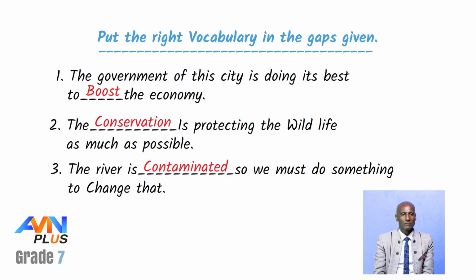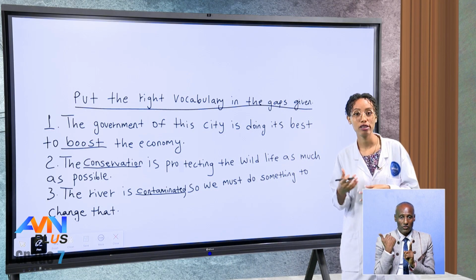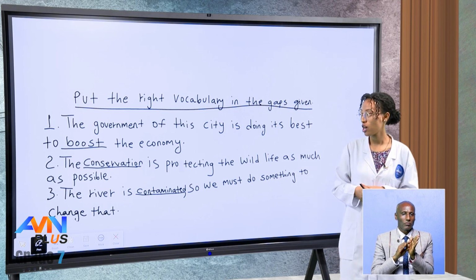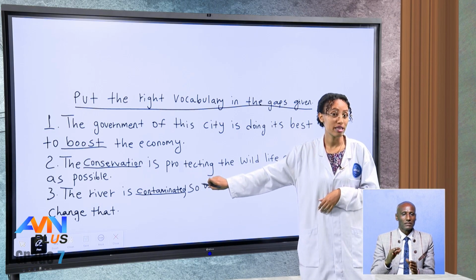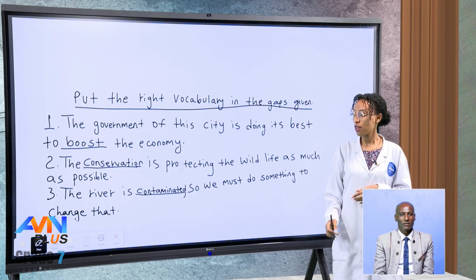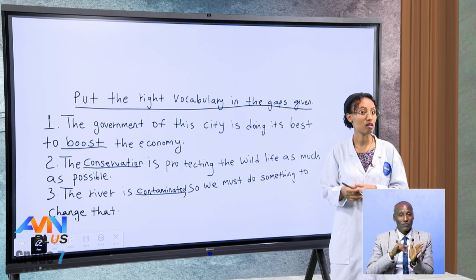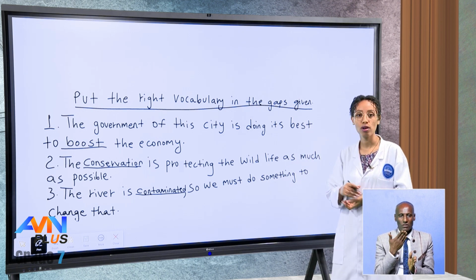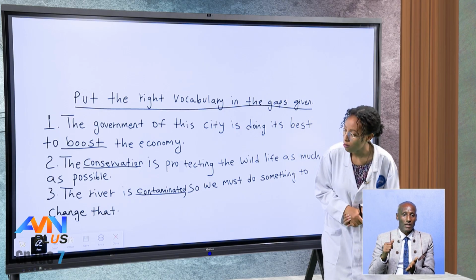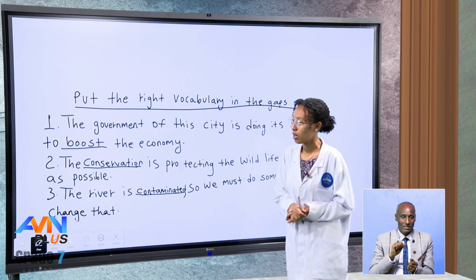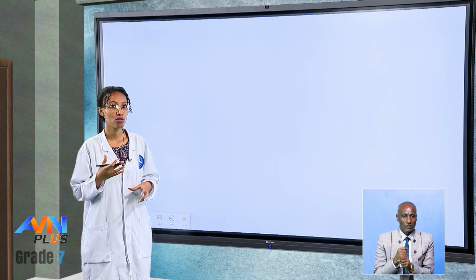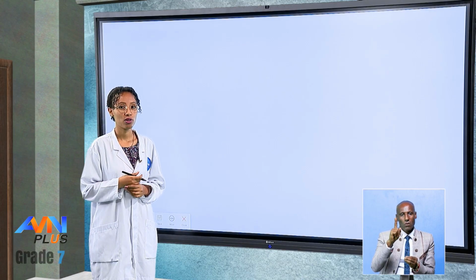Contaminated. I told you earlier, some of the vocabularies may change shape and they may be in their past form or such. So here we have changed the contaminate into contaminated, right? The river is contaminated. It is polluted. It is not good. It's not safe for the environment. So we must change that. So these are some of the vocabularies that we have seen so far. Since we did this so far, why don't we add maybe 1 or 2 exercises and we'll close our class.